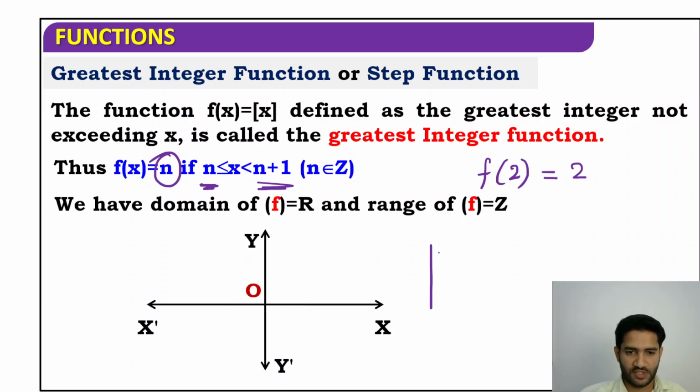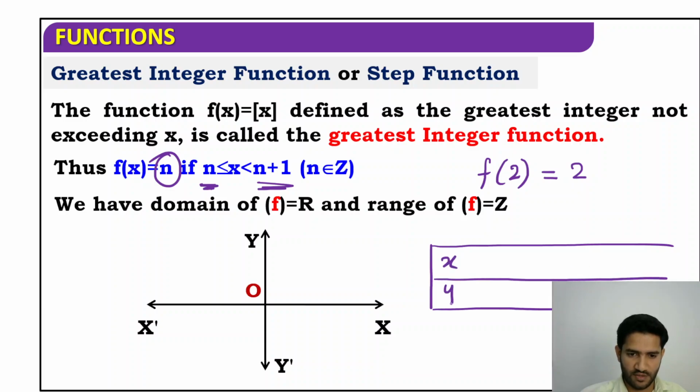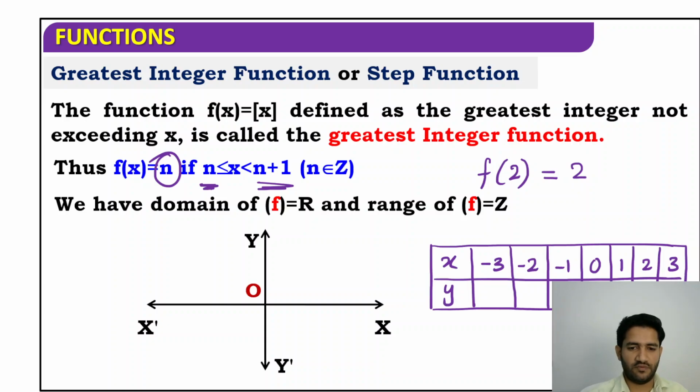The table: x value, y value. We are considering x values and y values. Mostly we are taking minus 3 to 3: minus 3, minus 2, minus 1, 0, 1, 2 and 3. We are selecting these arbitrarily. So f of minus 3 should be minus 3. f of minus 2 should be minus 2.